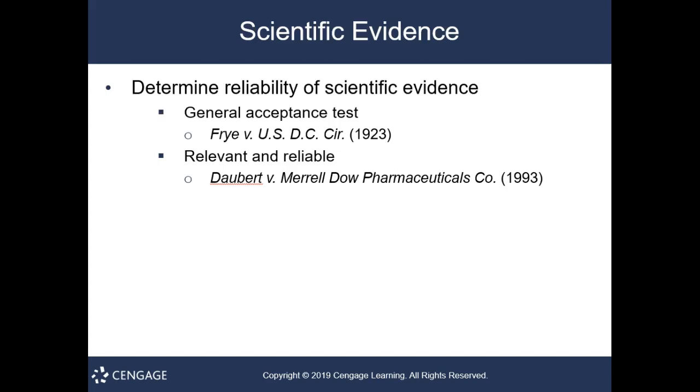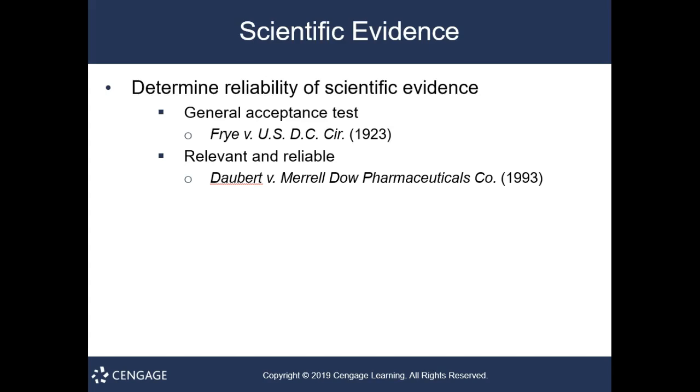Scientific evidence. The big issue regarding scientific evidence is where we have scientific experts, like your fingerprint expert, like your ballistics expert, like your accident reconstruction expert. These are people who have a science that has been used and found to have reliable results. The biggest issue with regard to getting that kind of evidence on is first to determine the reliability of the scientific evidence.